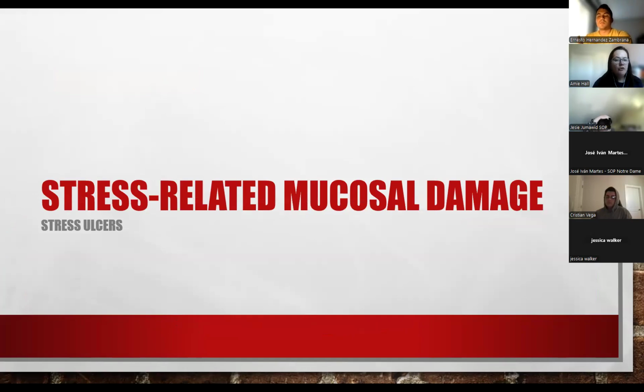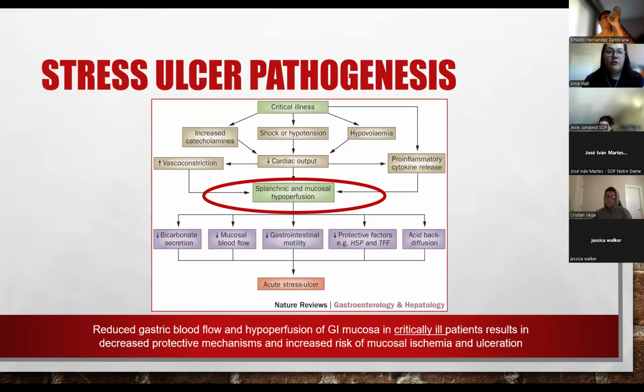So we are going to move on to stress-related mucosal damage. This would be our stress ulcers. All right. So, how do stress ulcers occur? This is from metabolic stress, and it's usually experienced by a patient in the ICU. They have decreased blood flow to the gut because the blood is being diverted to the major organs of the body. So the blood is being sent to the brain, to the kidneys, and we don't really need our gut that much in an emergency, like when we're in the ICU.